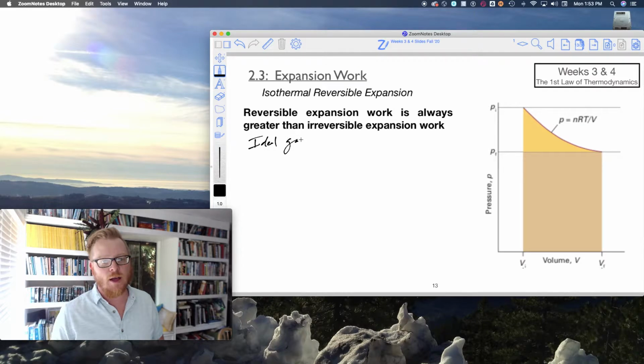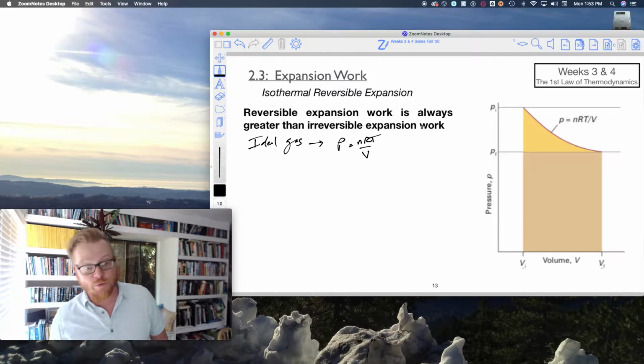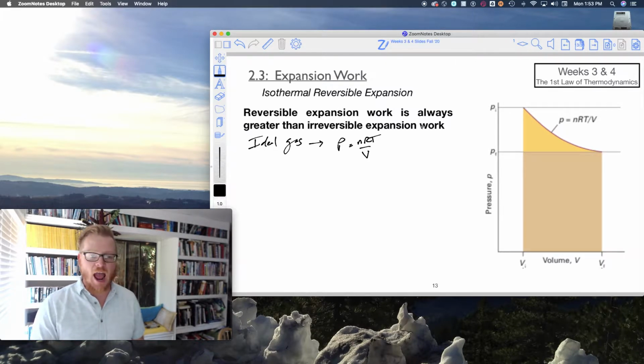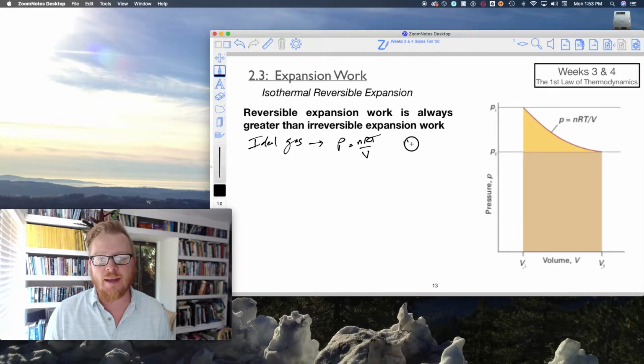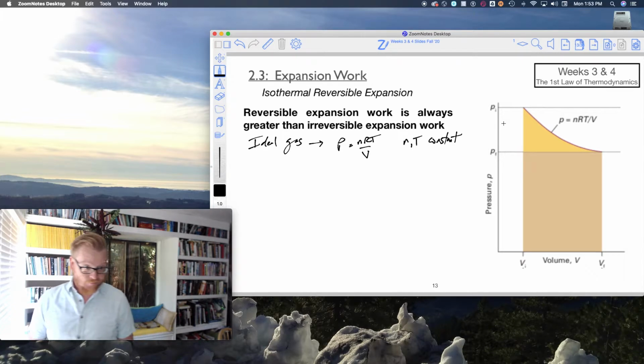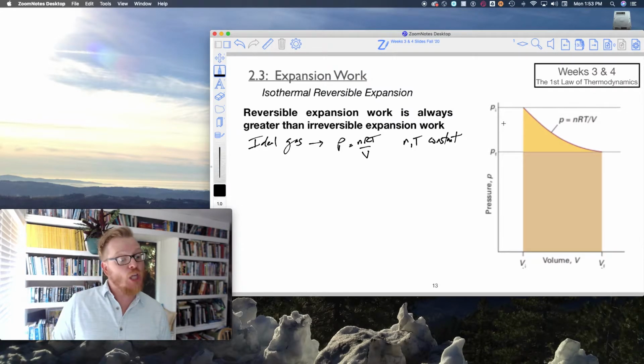And here I can call up my equation of state for an ideal gas, right? P is nRT over V. And for now, we're going to make n and T constant. So this could be a closed system where energy is free to exchange but not mass. And isothermal means we're also fixing the temperature, okay? Just for now, to make this an easier example, all right?